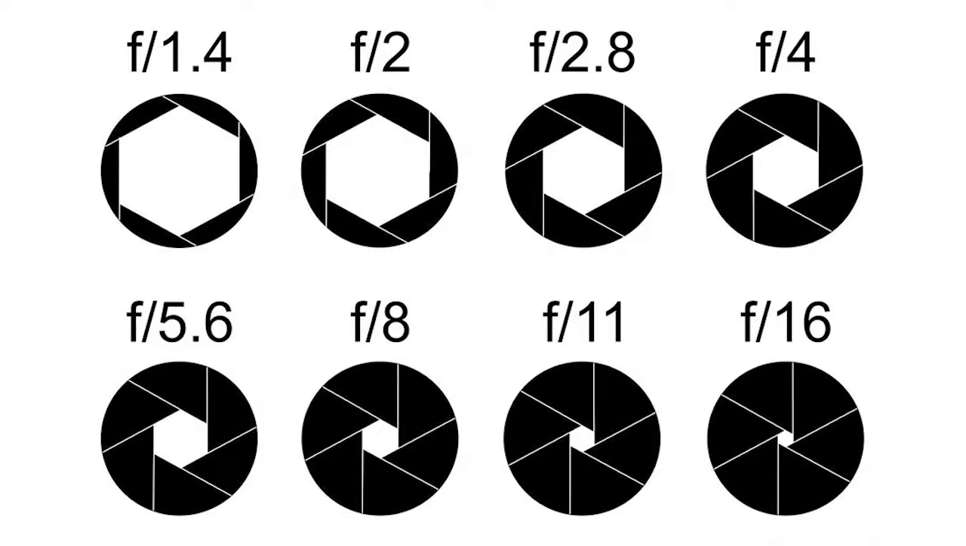Aperture controls how much light is let into the lens of your camera. The higher the aperture, the less light will be allowed into your lens, and the lower the aperture, the more light there will be let in.